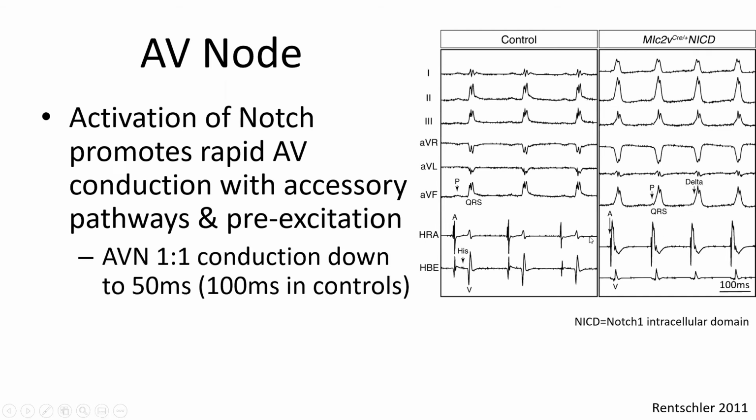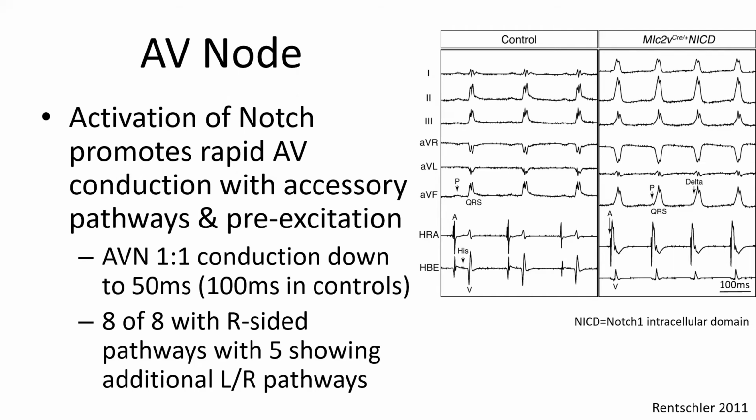And in this model, they were able to get conduction in mice, mind you, all the way to 1200 beats a second with 1-to-1 conduction. And they only stopped there because their pacing system wouldn't go any faster. So who knows how fast they could have paced it. And in 8 of 8 of these mice, they all showed accessory pathways, and 5 of the 8 showing at least a second, either left or right pathway on top of that.